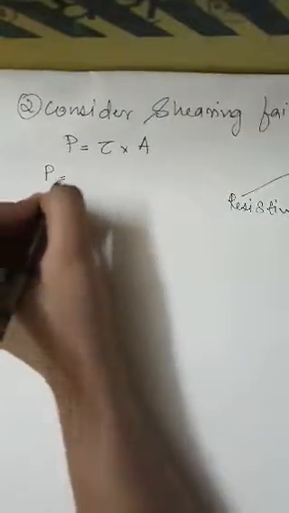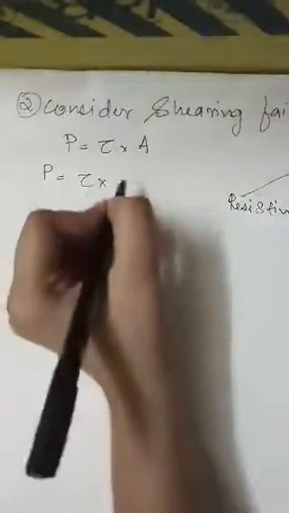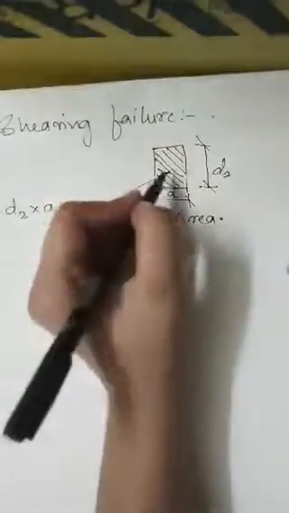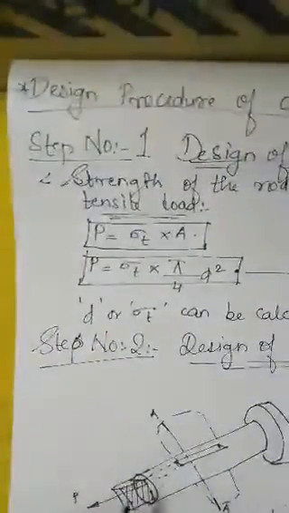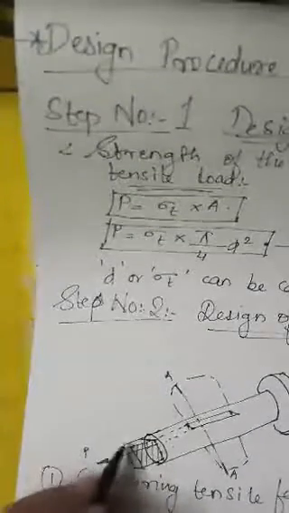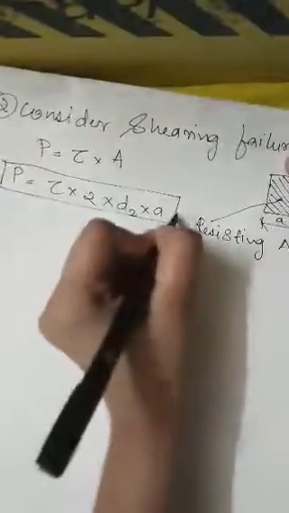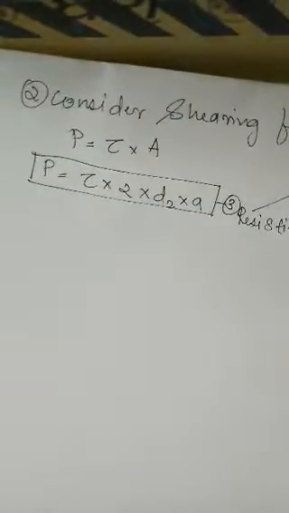Now let us combine it. Now area will be 2 into D2 into a, since there is another surface behind it. As we have drawn here, there are two surfaces. One we can see in front, the other one is in the back side. So there will be two surfaces, so we will take two areas. This is how we get equation number 3. Now let us go further.